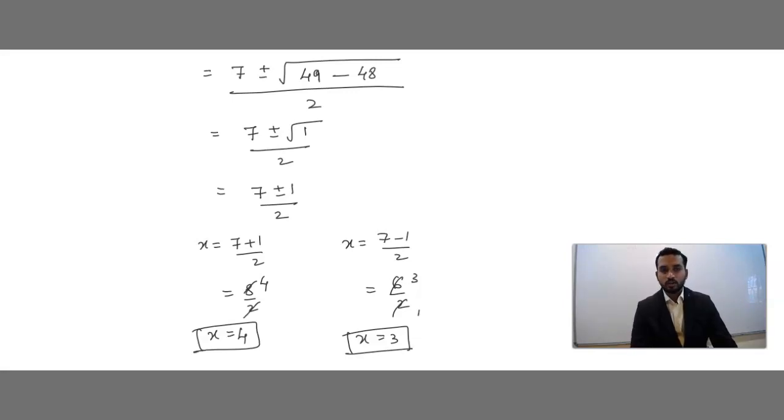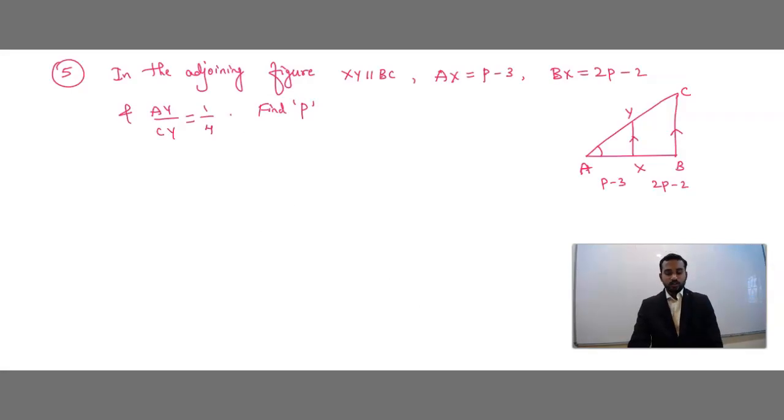Now let's solve question number 5. See children, in this question: in the adjoining figure, XY is parallel to BC, AX is equals to p minus 3, BX is equals to 2p minus 2, and AY by CY is equals to 1 by 4. Find p. Children, I would like to tell you one more thing, very importantly, some basics related to your basic proportionality theorem, BPT, or formulas of BPT.